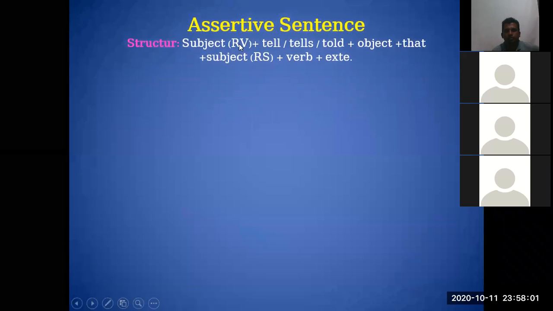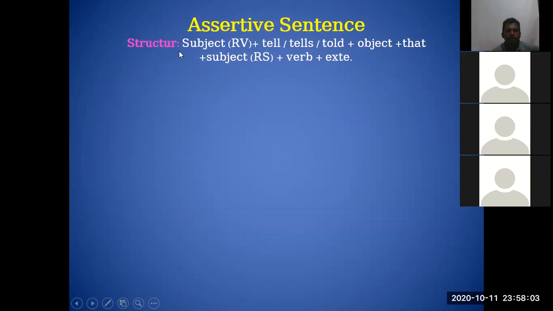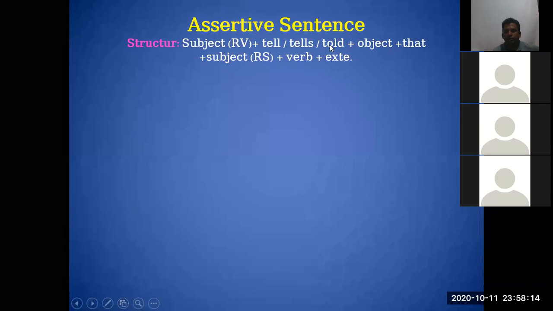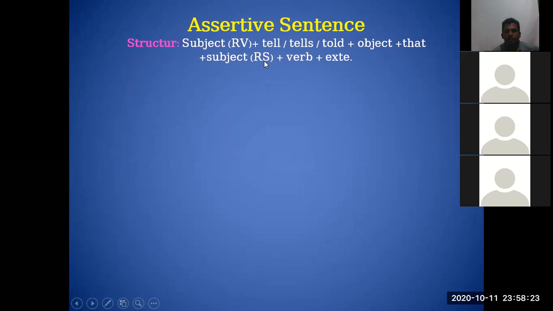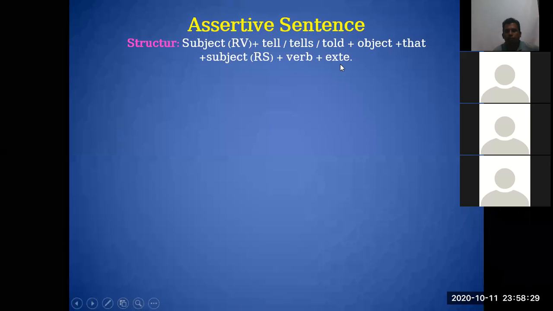The rules of changing assertive sentence. Structure: subject plus said to, tells, told. It depends on tense. It may be in present tense or past tense. Then we put object, and in place of inverted comma we put that, then subject, that is reported speech, plus verb plus extension, etc.